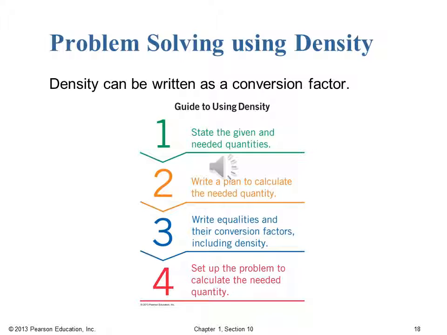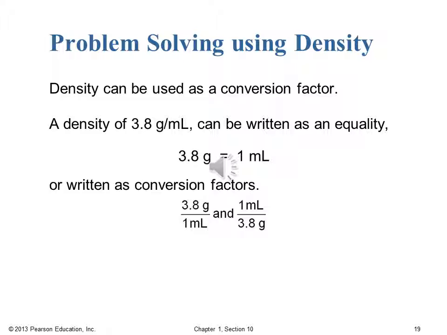We're not always just going to be solving for density by having mass and volume given. Sometimes we'll be solving for mass by knowing the density and the volume, or the volume by knowing the density and the mass, for instance. Ordinarily we write densities as grams per milliliter, so a density of 3.8 grams per milliliter can be written as an equality. That means 3.8 grams of that substance equals 1 milliliter volume of that substance.